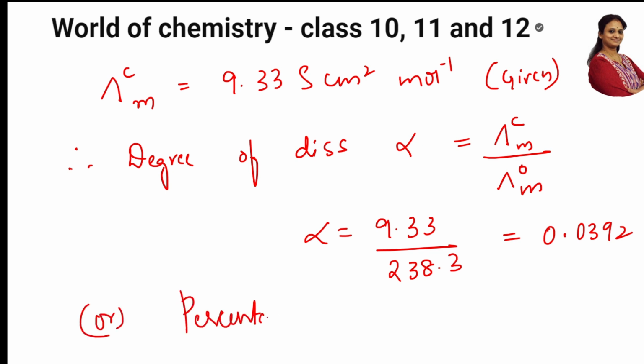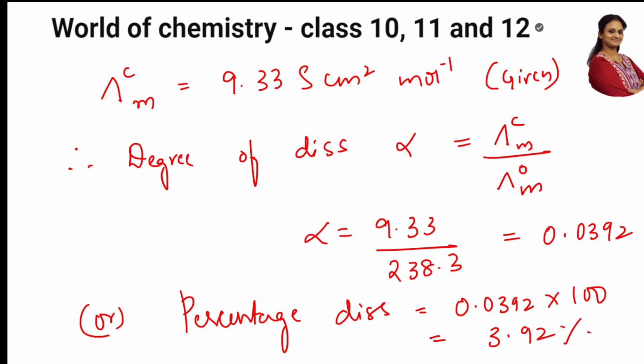Now, percentage dissociation. Whatever degree of dissociation you got, if you multiply it by 100 percent, it becomes the percentage dissociation. This comes to 3.92. So that is the percentage dissociation. Okay. Now, what did they ask me?